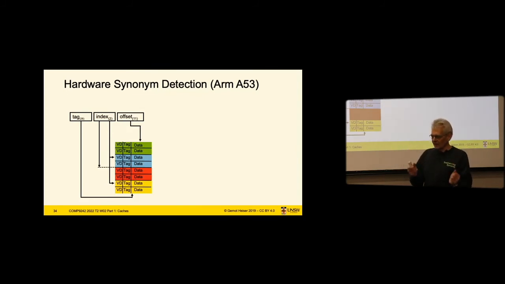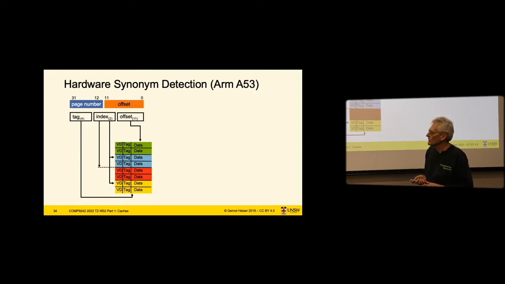ARM is actually lying there. The cache is not physically indexed, but it behaves like a physically indexed cache. So even though they have a virtually indexed physically tagged cache, they make it behave as if it was physically indexed. And they do that by using extra hardware to detect and deal with those synonyms.